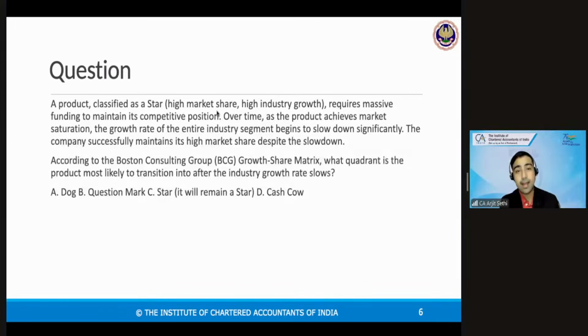Today, it has a high market share, high industry growth. Tomorrow, the market share will sustain, but the industry growth will slow down. What will this product transition into? Will it become a dog, a question mark? Will it remain a star, or will it become a cash cow? Kavya says it will become a cash cow. What about others? What do you guys think? What will this product become?